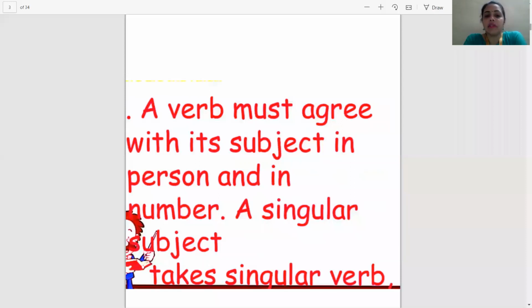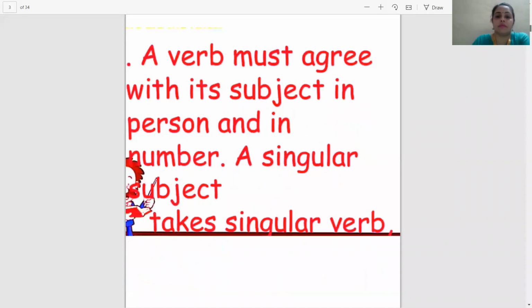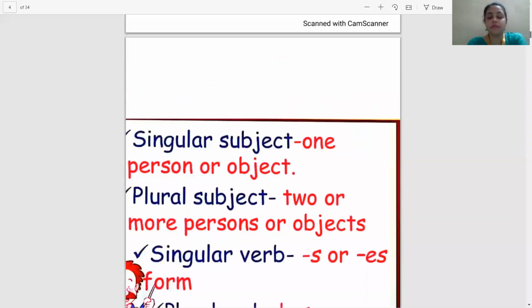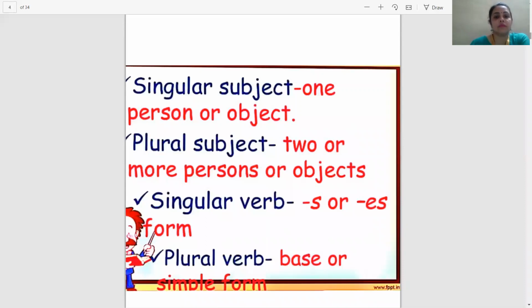A verb must agree with its subject in person and in number. A singular subject takes a singular verb. This is the first and foremost rule. And naturally, a plural subject will take a plural verb. Can you see all these things? A singular subject is one person or object. A plural subject is two or more persons or objects. Singular verbs: now this part is very important. Which part? This. Singular verb.